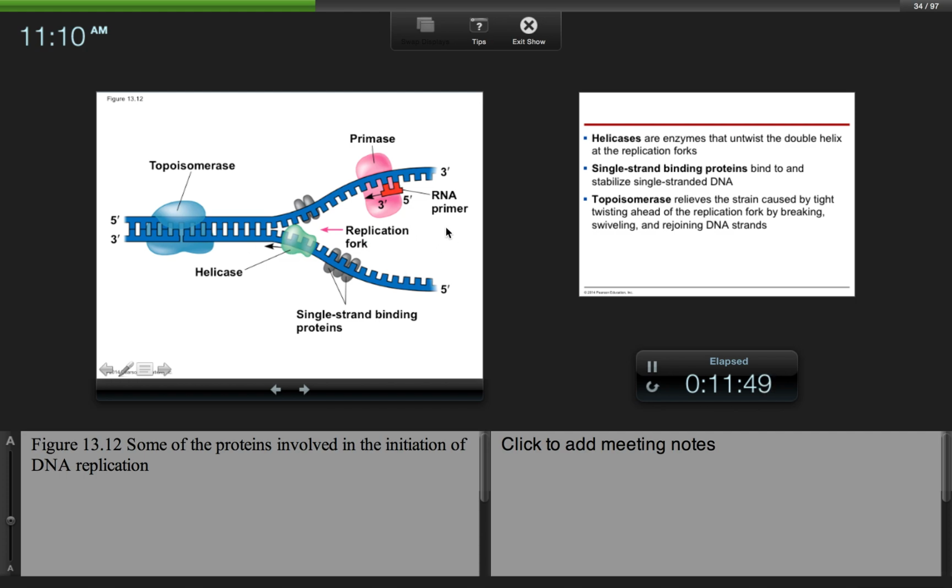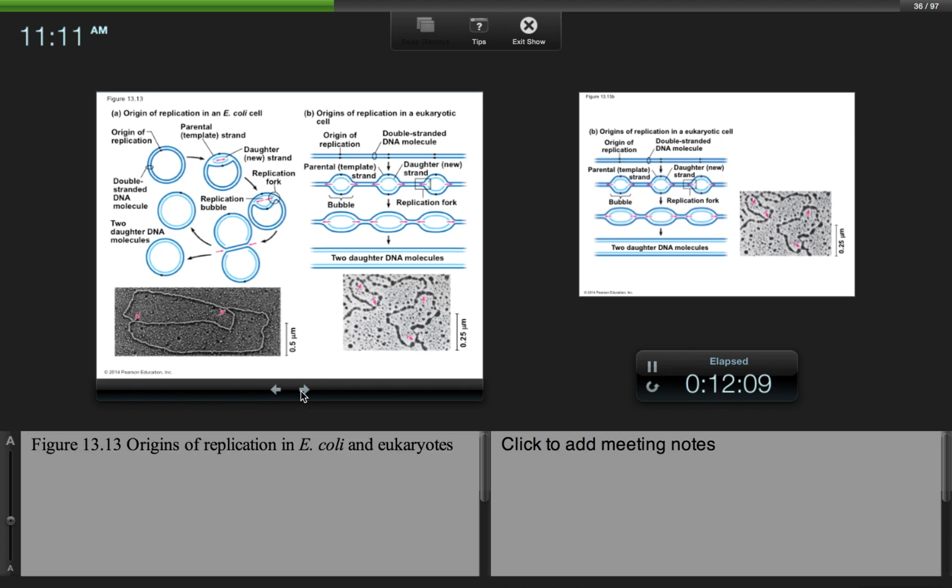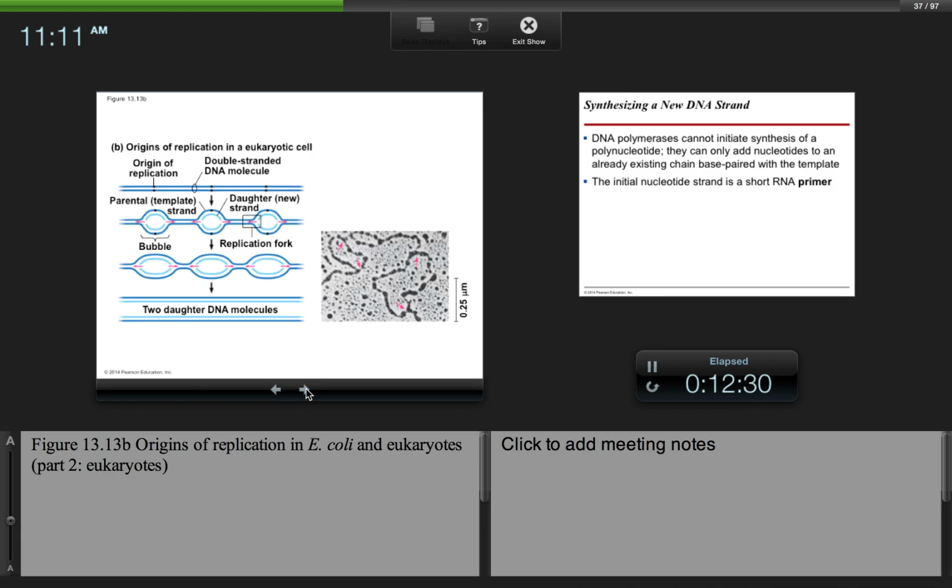So notice here that we are unwinding and unzipping in this direction to the left. Okay. Remember, DNA replication can only occur 5' to 3'. So this strand can be made continuously as we unwind and unzip. So here you can see a replication bubble. This is a prokaryotic cell. Remember, prokaryotic cell, circular chromosome, versus eukaryotic chromosome, which is linear. You can have several replication bubbles along one DNA strand that increases the speed and efficiency of DNA replication.